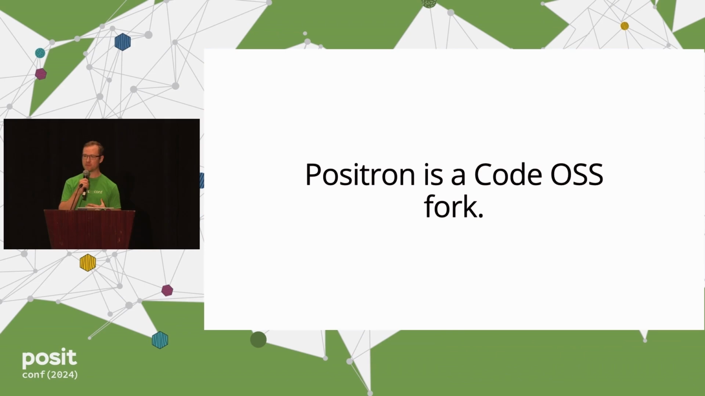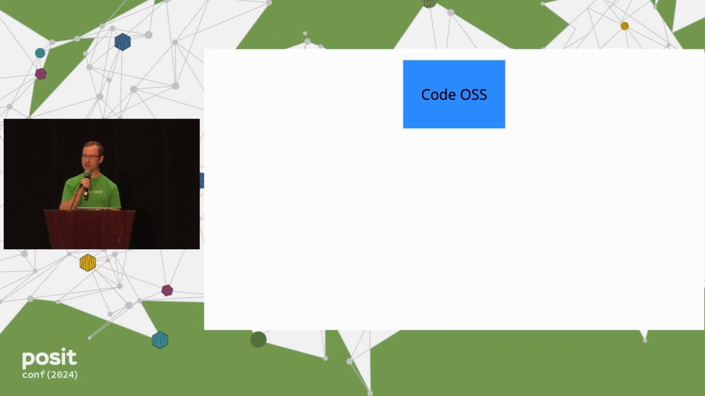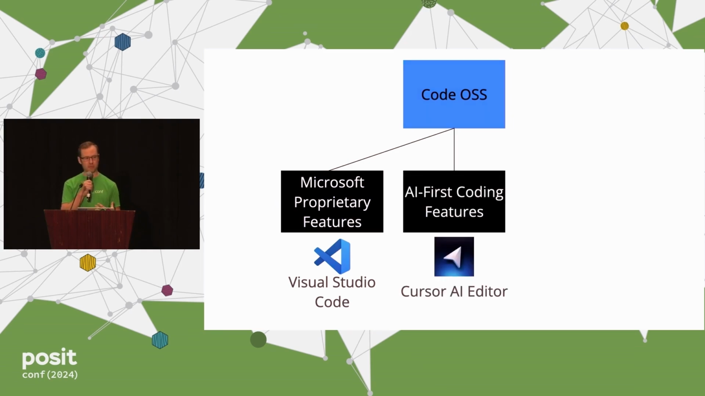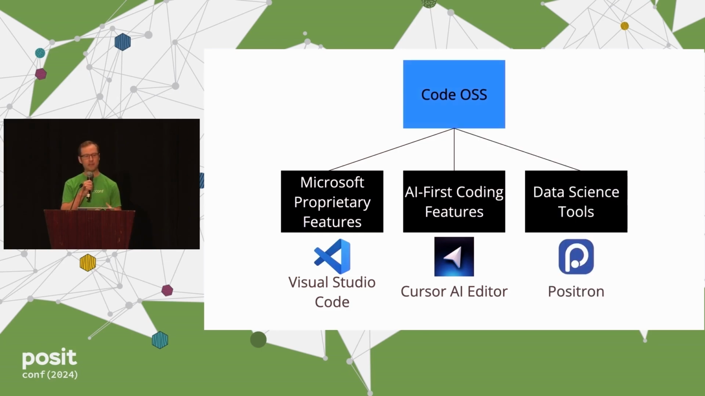So Positron is a fork of another project called Code OSS. And you can be forgiven for not knowing what Code OSS is, but I promise you, you do know what it is, because Code OSS is the foundation for a proprietary IDE that almost all of you have used, which is called Visual Studio Code. We are not the only people to fork Code OSS. Many other companies have forked Code OSS to make IDEs that are specific for other purposes. For example, there's a company called Cursor that makes an IDE called the Cursor IDE with a lot of AI features.